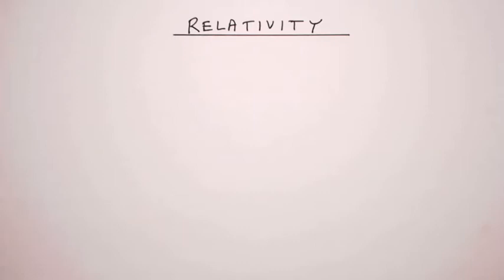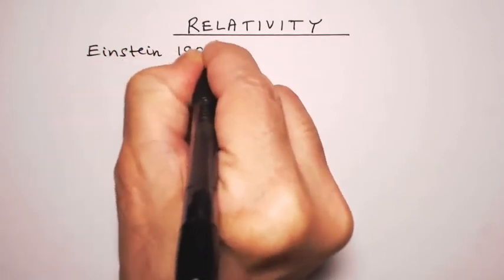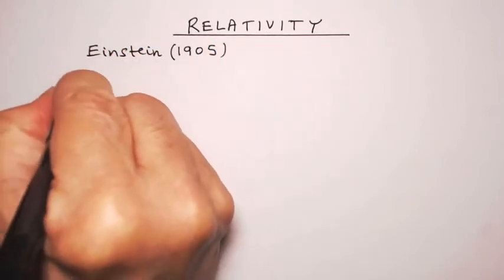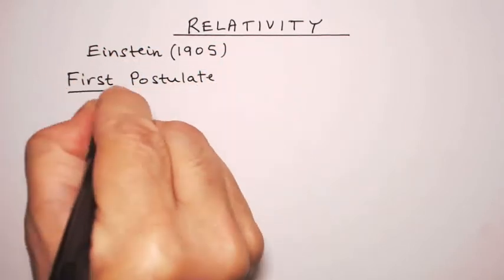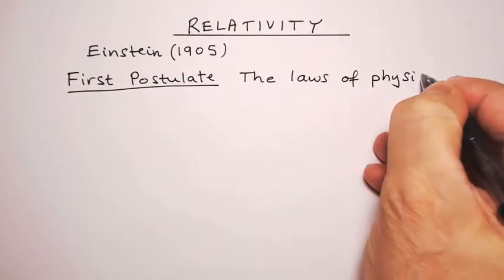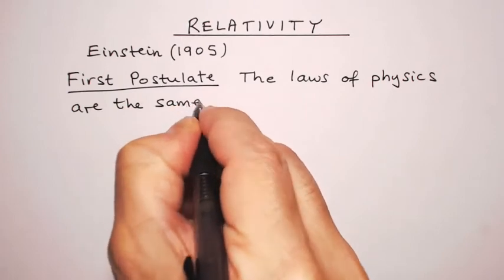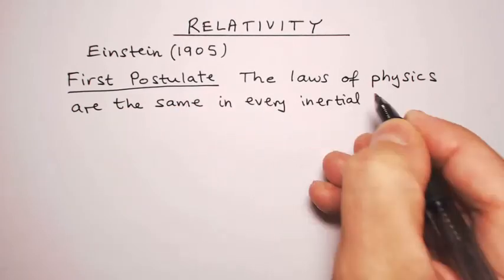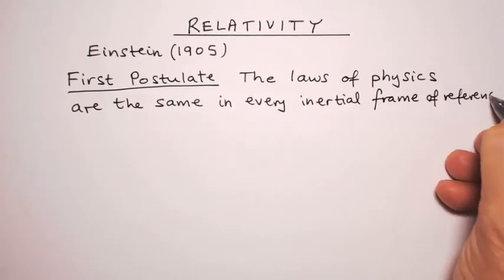The special theory of relativity, which we will just call relativity, takes into account the fact that the speed of light in vacuum is a physical constant. This theory was introduced in 1905 by Albert Einstein, based on two postulates. First postulate: the laws of physics are the same in every inertial frame of reference, also called the principle of relativity or the relativity principle.